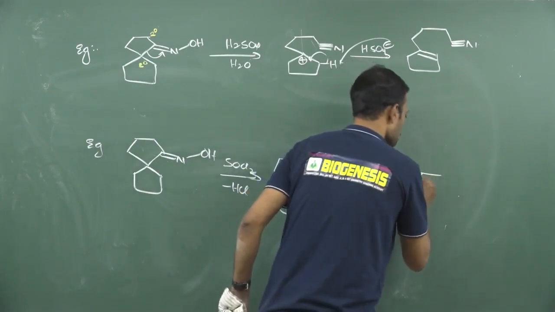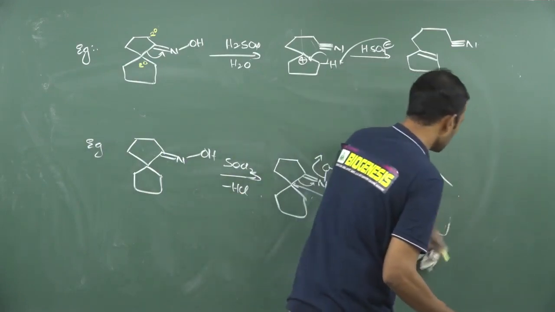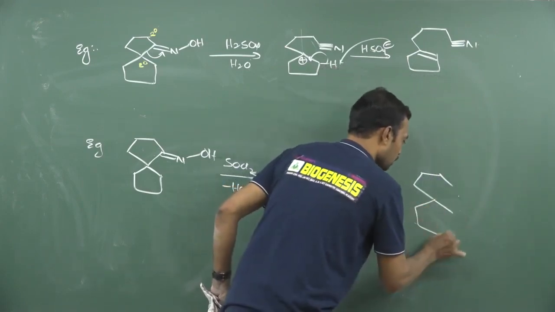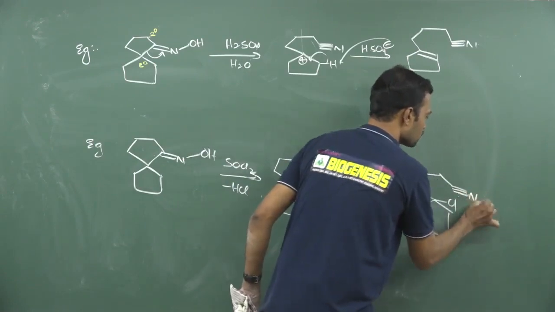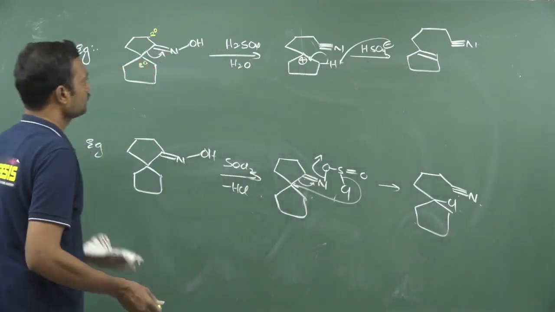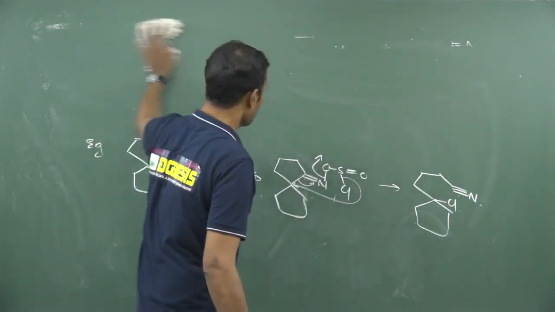So finally, what is your resultant answer? Now this 5-membered ring is as usual. You will get a double bond if I use sulfuric acid, but I am using thionyl chloride, so here you will get chlorine. Now on this carbon-nitrogen, a triple bond formation takes place. That is the answer. So be careful with abnormal Beckmann rearrangement for your CSIR examination.